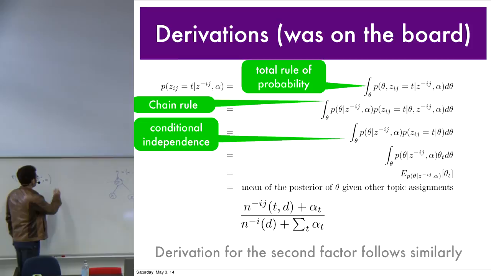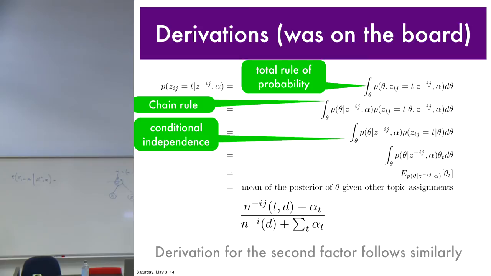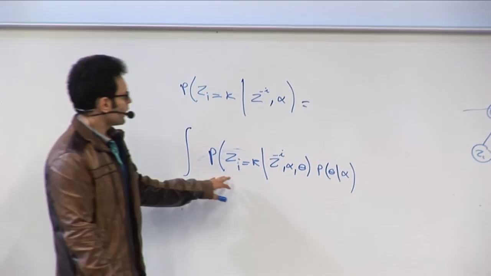So what is this? It's an easy trick. We use something called the total rule of probability. It's very simple. You just multiply by the probability of theta, you say I condition on theta and integrate it out. So this will be the probability of zi equals k given z minus i and theta, times the probability of theta given alpha. So I condition on theta and then integrate it out. I haven't done anything, right? Okay, so what is this?